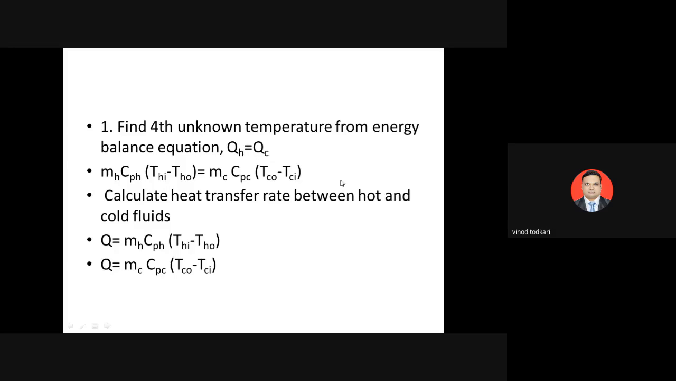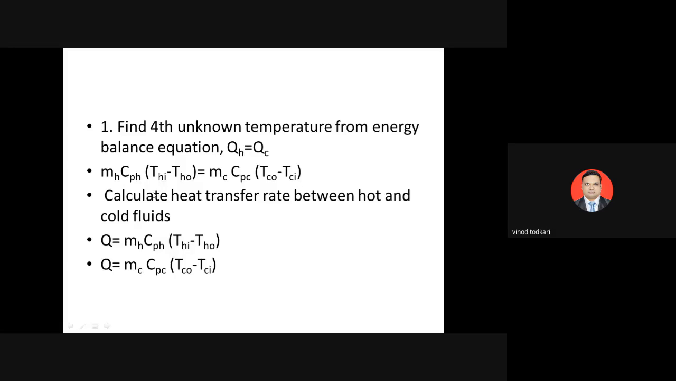What is this energy balance equation? MCP delta T of hot fluid is equal to MCP delta T of cold fluid. What is M? Mass flow rate in kg per second. What is CP? Specific heat in joules per kg Kelvin. And delta T, higher minus lower. THI minus THO and TCO minus TCI. Already I have told you why this is THI minus THO and why this is TCO minus TCI.